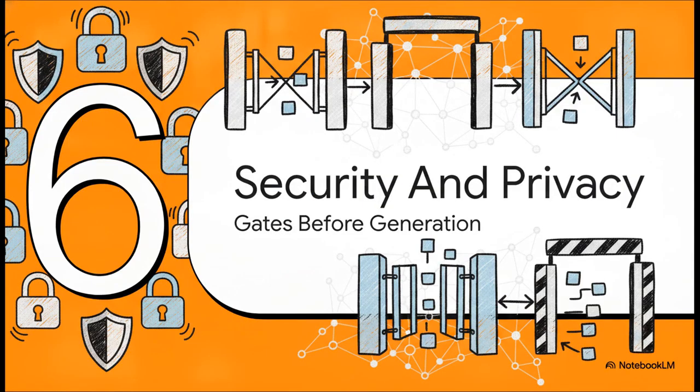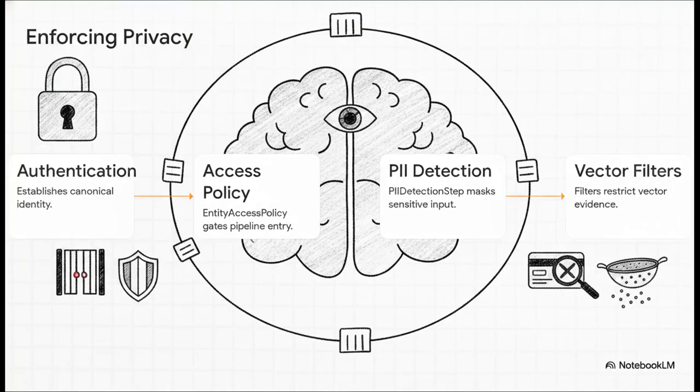Which brings us to our final core topic, Section 6, Enforcing Security and Privacy. Setting up gates before generation. This is where zero trust principles crash head-on into AI workflows. You see, an LLM simply cannot unsee private data. It can't repair a boundary once you've broken it.